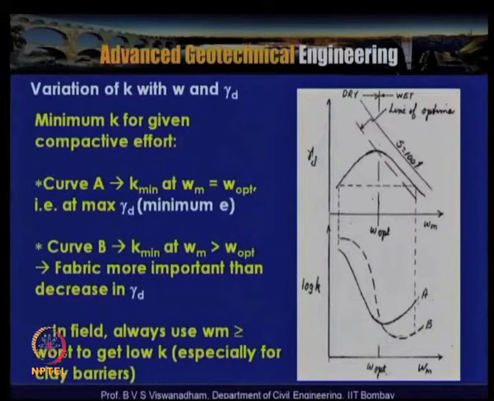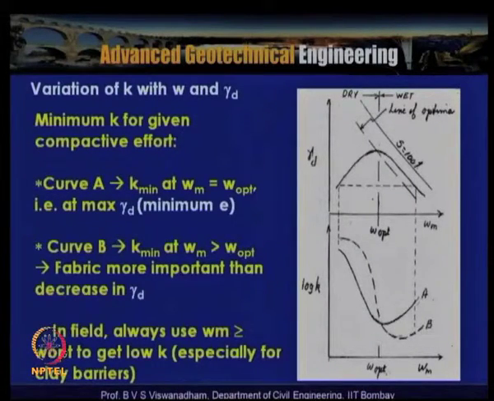So here, again, is given the minimum K for a given compactive effort. For example, the same plot is shown here, but I would like to draw your attention to the two curves shown here. This is curve A and this is curve B. In curve A, if you notice, K minimum is occurring at Wm equal to W opt, that is the optimum water content, that is at maximum gamma d, the minimum void ratio. So the K minimum is occurring at Wm equal to W opt.